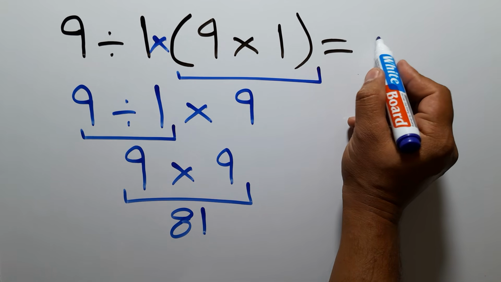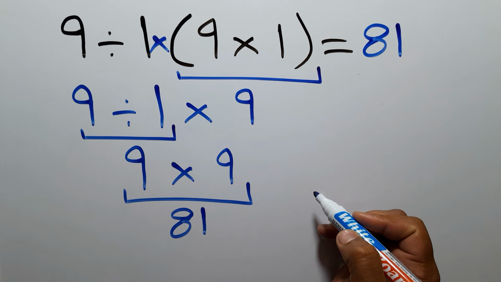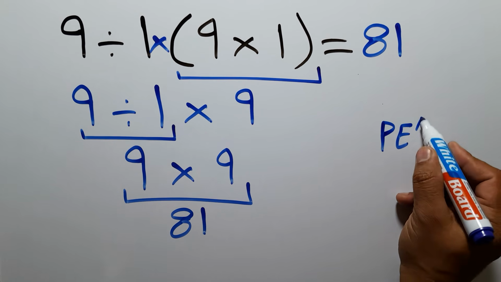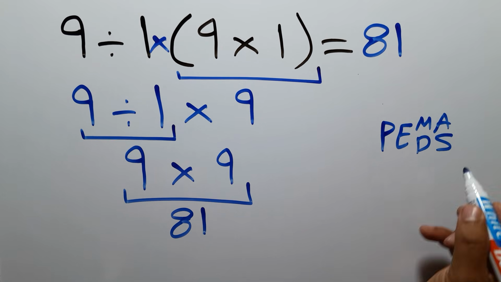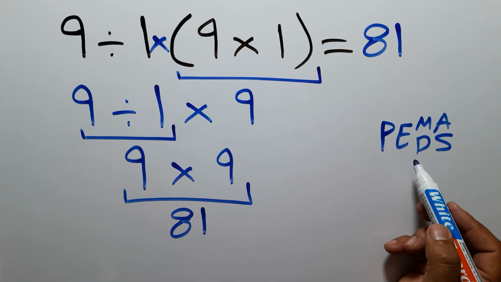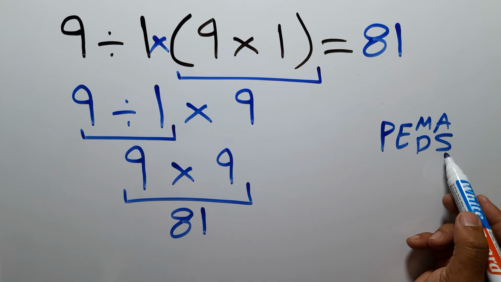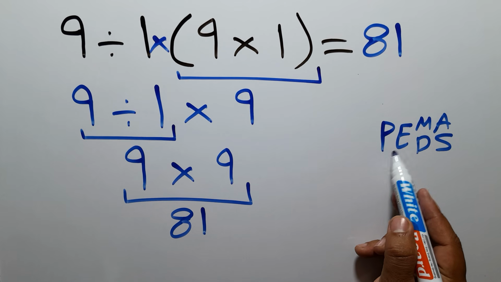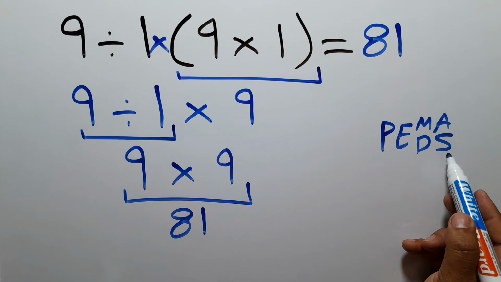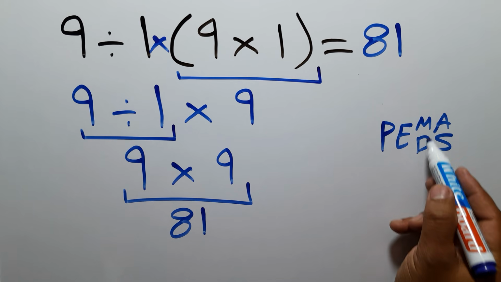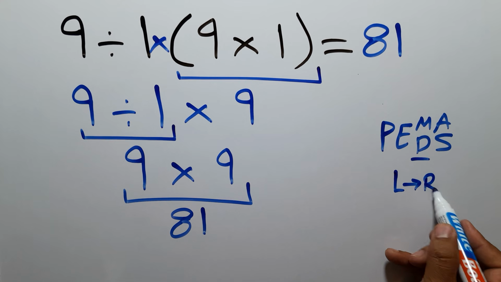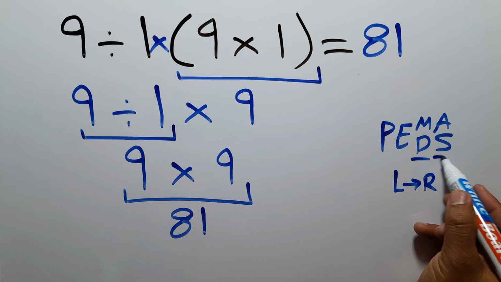And this answer is correct, because according to the order of operations, which is PEMDAS, P stands for parentheses, E stands for exponent, M and D stand for multiplication and division, and A and S stand for addition and subtraction. First we have to do parentheses, then exponent, then multiplication or division, and finally addition or subtraction. Remember that multiplication and division have equal priority and we have to work from left to right. And the same applies to addition and subtraction.